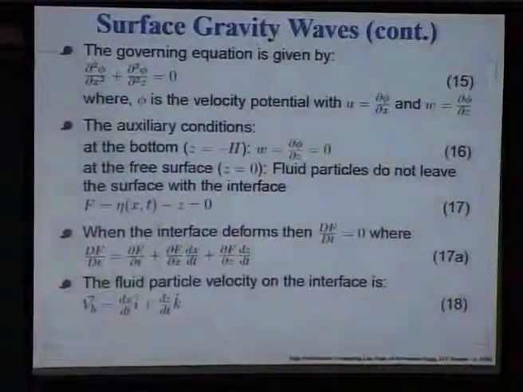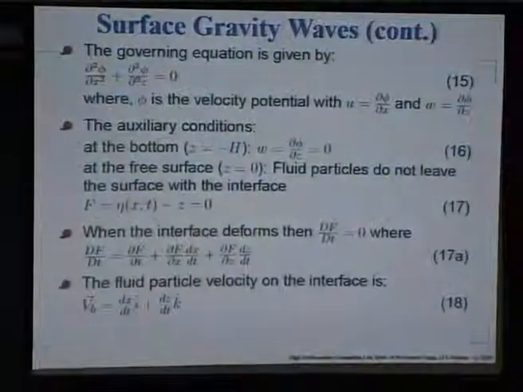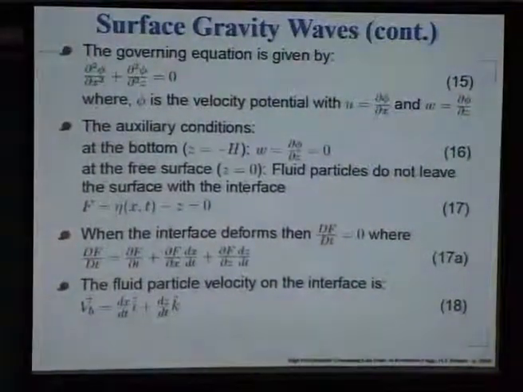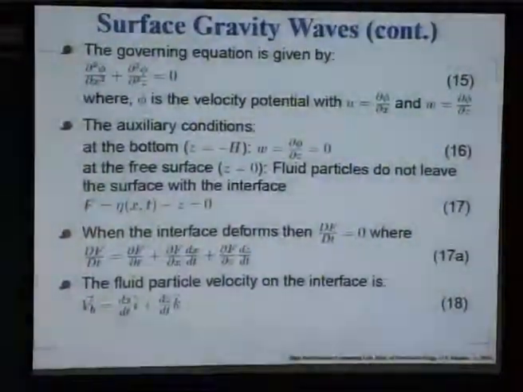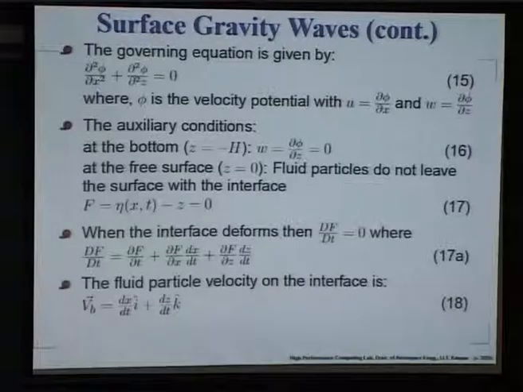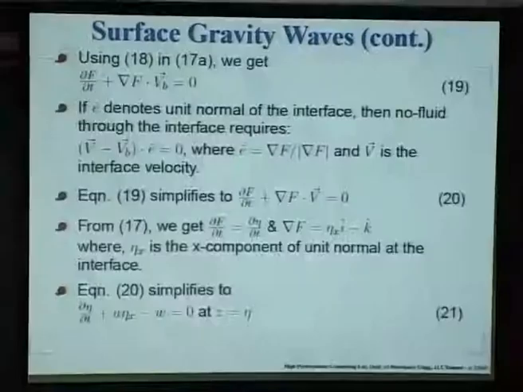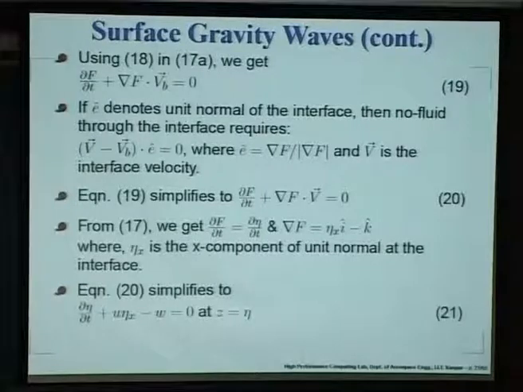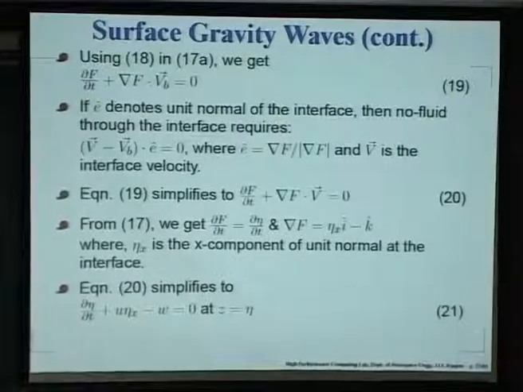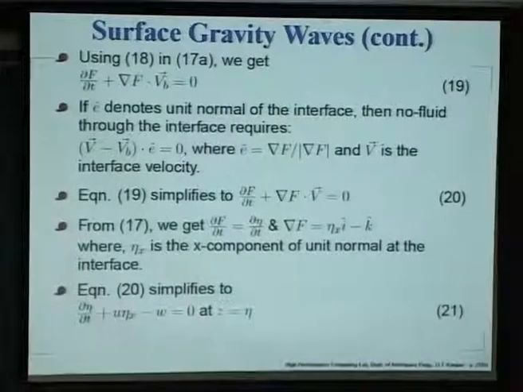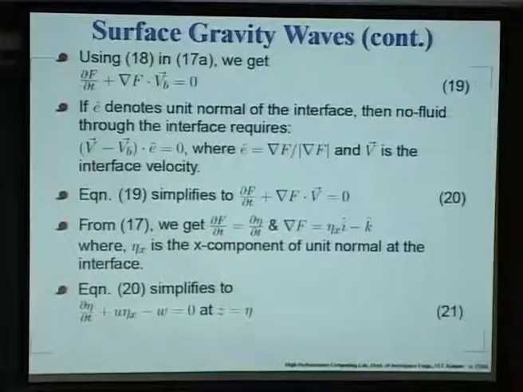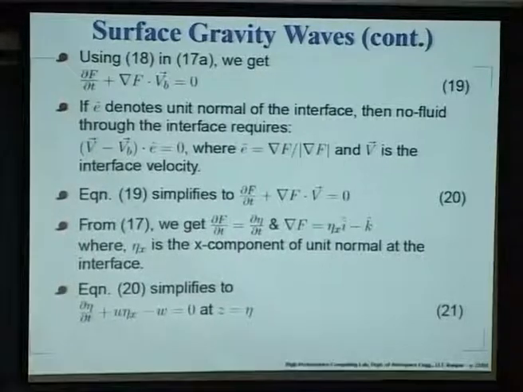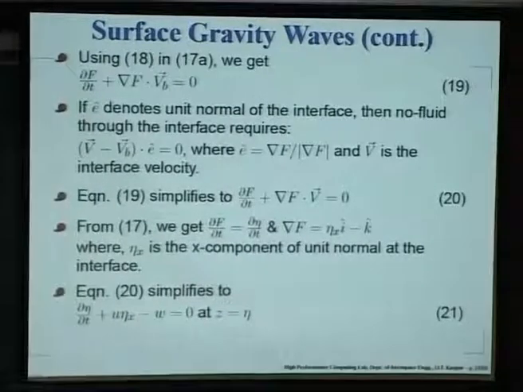Okay. Where of course you know that the fluid particle velocity on the interface could be written in terms of its components dx dt and dz dt like this. So, what you notice is that this equation, 17a that we have written, actually can be written as a vector equation of this form. So, gradient F dot Vb plus del F del t equal to 0. Now, if I define E hat as the unit normal on the interface, then the condition that we have said is that there is no fluid going through.